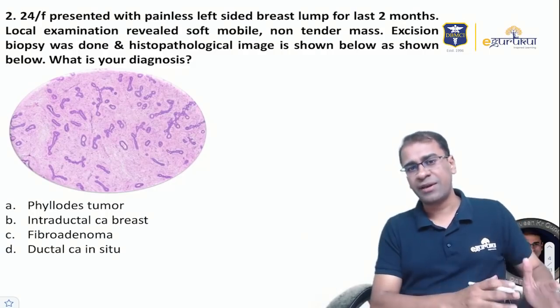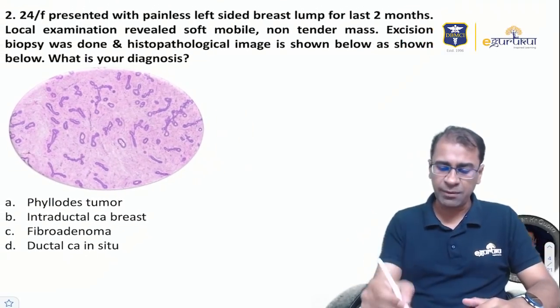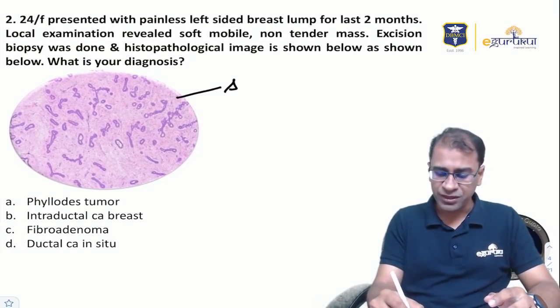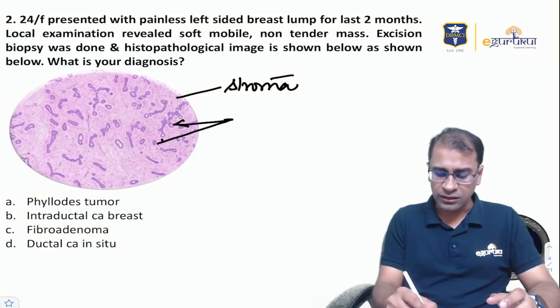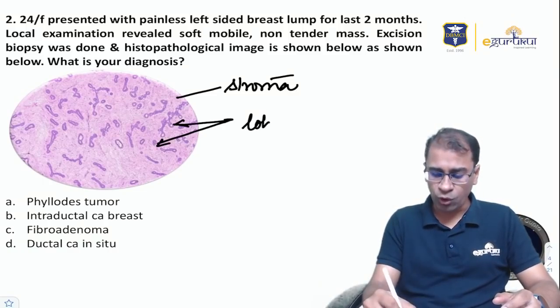But if you look at this image and understand what this is, let's label it. Guys, look, this pink area is all the stroma. These are all the lobules.